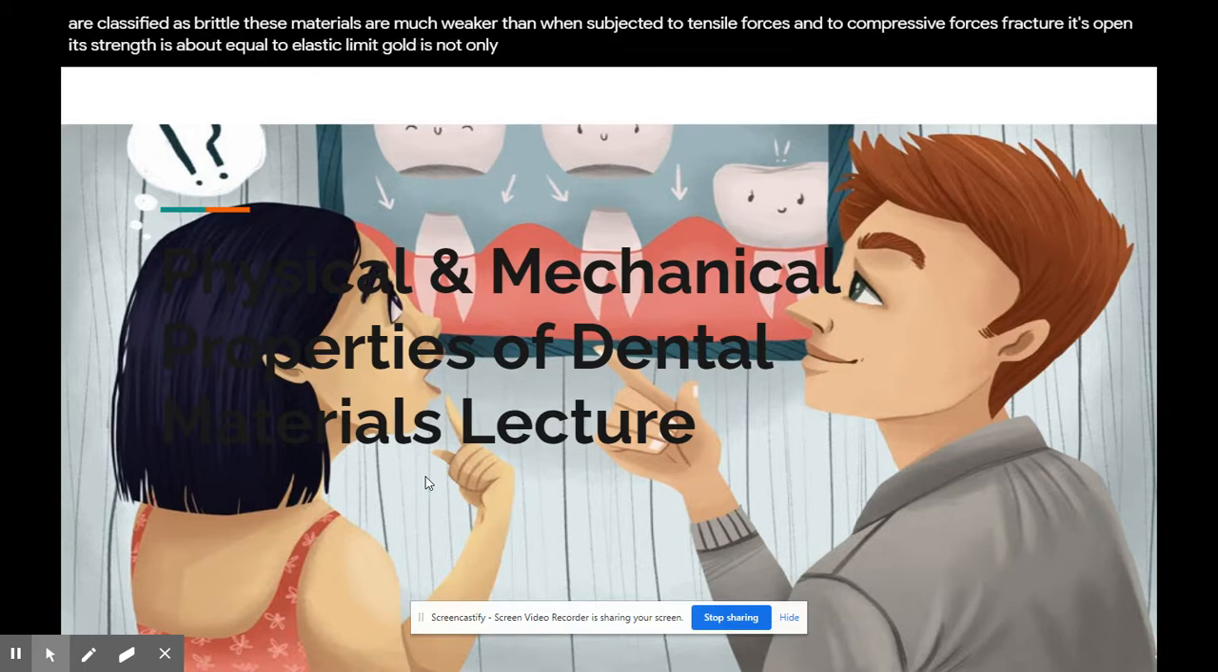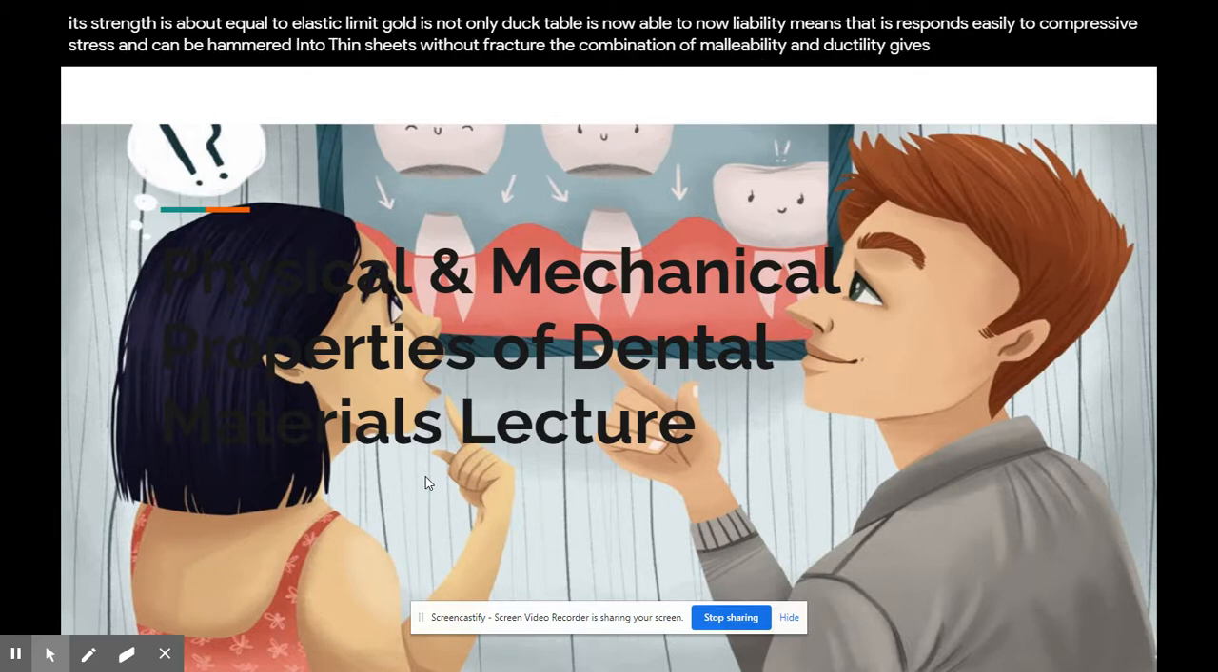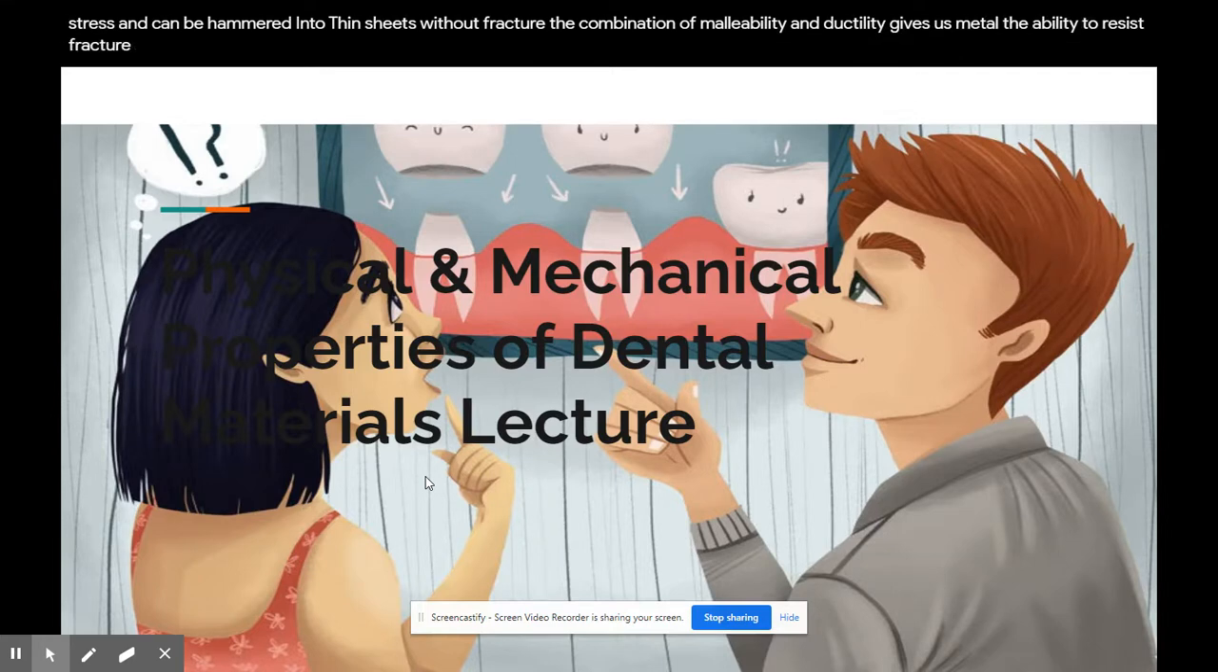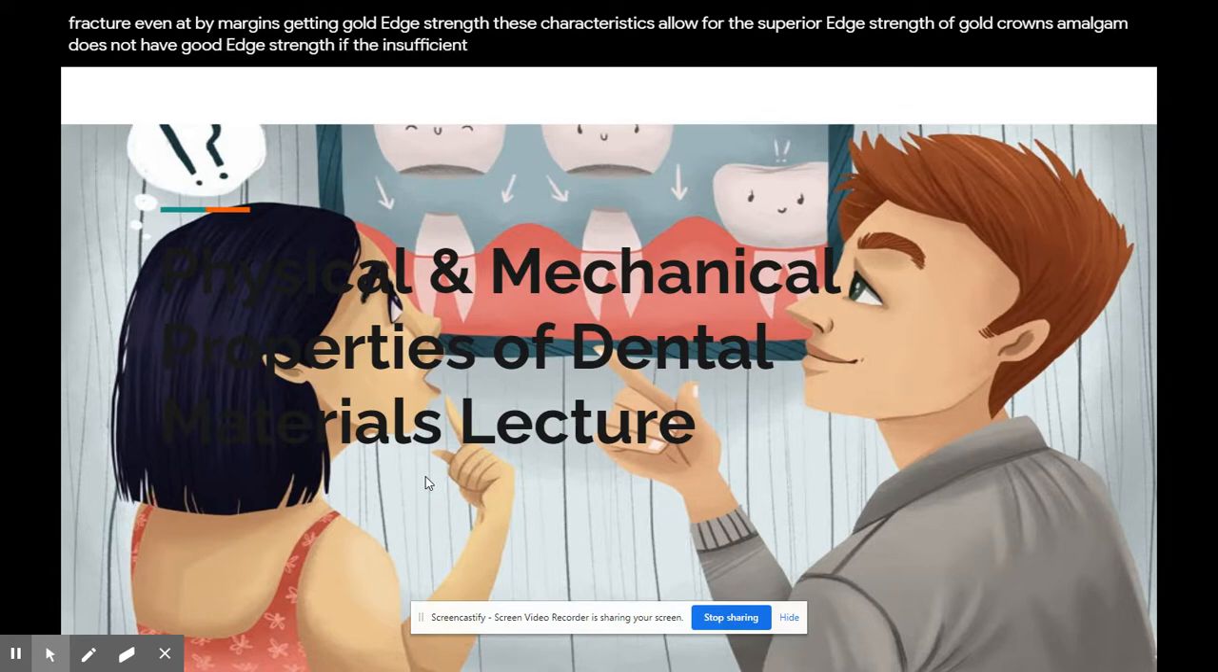Gold is not only ductile, but it is malleable too. Malleability means that it responds easily to compressive stress and can be hammered into thin sheets without fracture. The combination of malleability and ductility gives this metal the ability to resist fracture even at fine margins, giving gold edge strength. These characteristics allow for the superior edge strength of gold crowns. Amalgam does not have good edge strength. If an insufficient amount of amalgam is present at the edge of a restoration, the forces of mastication will likely cause fracture of the material at the margins.